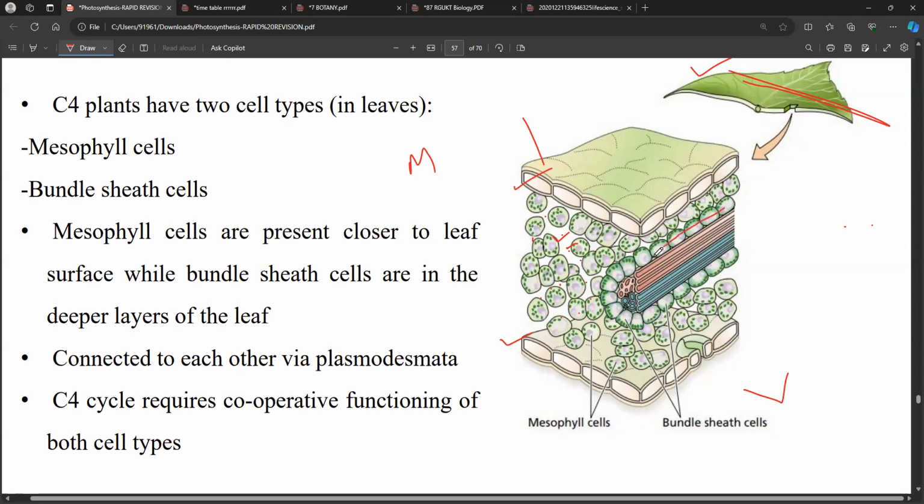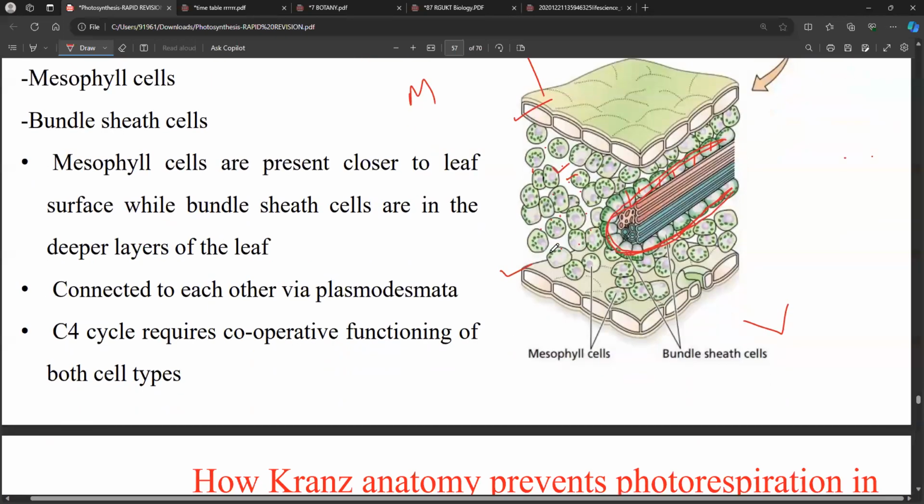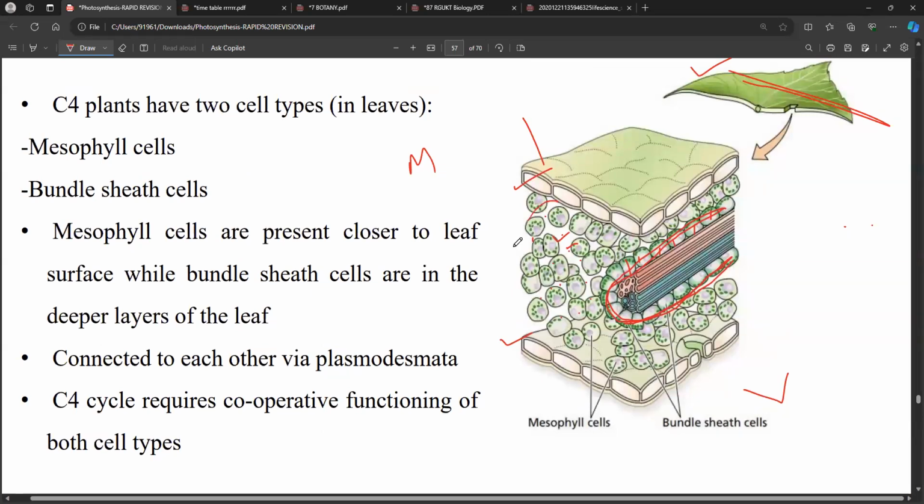They're freely arranged and located exclusively at the surfaces. But if you look at the bundle sheath, they're located much deeper. Can you find any intercellular spaces between the cells? No. They are tightly associated with each other, with no intercellular space. But if the C4 pathway is to occur, what do we require? We compulsorily require mesophyll and bundle sheath. Without the cooperation of these two, the C4 pathway never occurs.